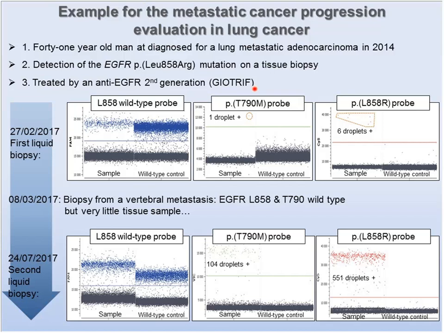And now I will show you an example of progression for a lung cancer patient using the design that I showed you previously. So this patient was diagnosed with a lung metastatic adenocarcinoma in 2014. We detected the activating mutation of EGFR on a tissue biopsy, and so this patient was treated by an anti-EGFR therapy.